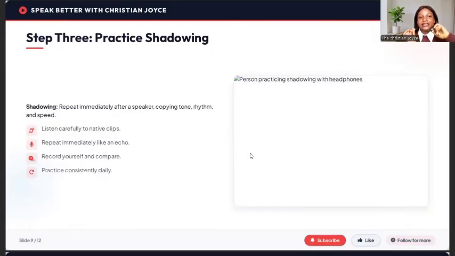Shadowing is repeating immediately after a native speaker, copying the tone, rhythm, and speed. What you have to do to shadow is listen carefully to native clips, which could be movies, a podcast, and then repeat immediately like an echo. And lastly, you record yourself and compare, and then practice consistently daily. Using this method, you could learn new words, how to pronounce words correctly, and also expose yourself. It's just a whole personal development journey when you're shadowing.